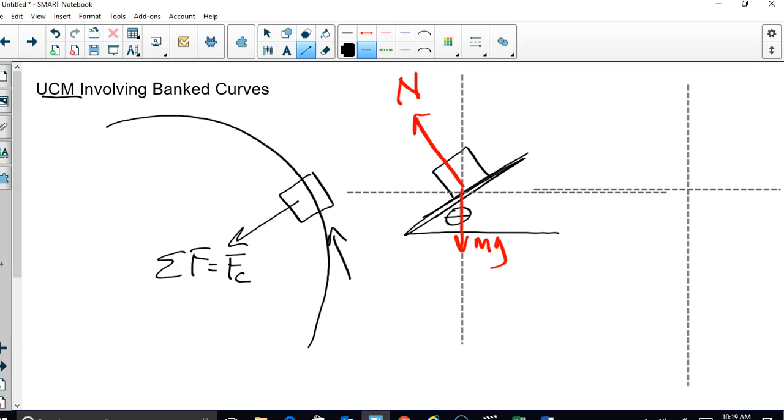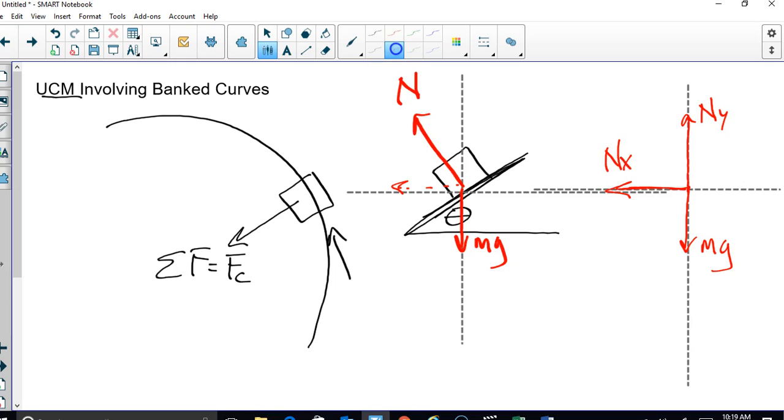Well, a component diagram is going to have the weight down, the y component of the normal force canceling that, and there's going to be an x component of the normal force, and guess what? That is our centripetal force. So it's actually the normal force that does the job. So how can we find that?